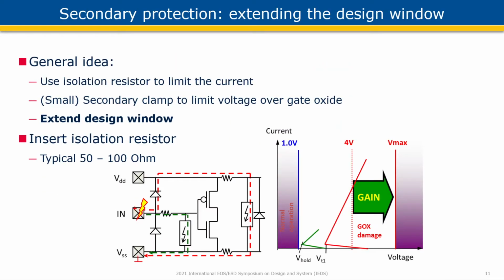An improvement on the dual diode scheme is the so-called secondary protection scheme. The secondary protection scheme involves extending the ESD design window by using an isolation resistance to limit the current and a small secondary clamp to limit the voltage over the gate oxide.